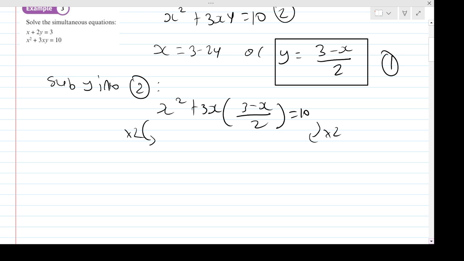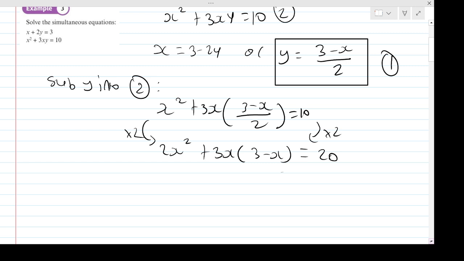So we multiply everything by 2, we get 2x squared plus 3x, and then the bracket. What we're doing is we have 3x multiplied by 2, multiplied by 3 minus x over 2, but the 2 will cancel, right? So we're simply left with 3 minus x, which is the whole idea of why we times it by 2, to get rid of the nasty fraction, and that'd be equal to 20, right? Double 10. Make sure you times 2 to the left and the right hand side of the equation.